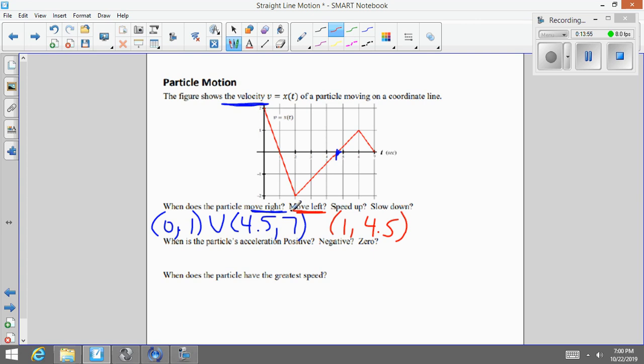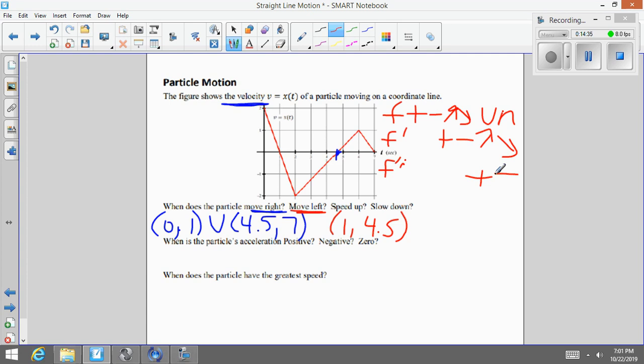Let's move on to when is the particle's acceleration positive, negative, and 0. Okay, now we would be looking at the derivative. Okay, so, if it's helpful, then draw your fun chart. Positive, negative, increase, decrease, concave up, concave down, positive, negative, increase, decrease, positive, negative. And then remember, we're just relating this to position, velocity, acceleration.